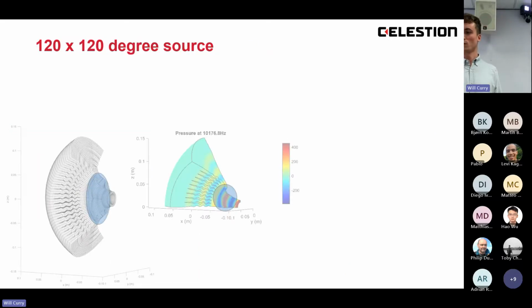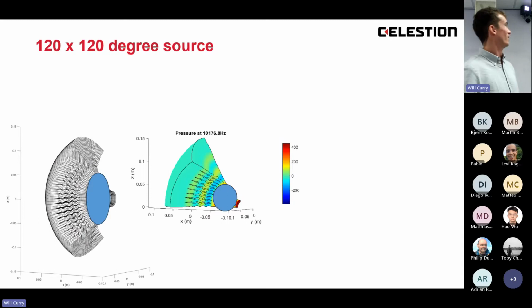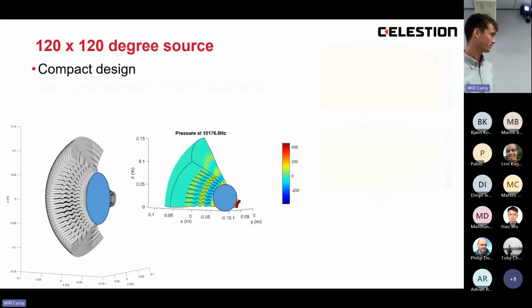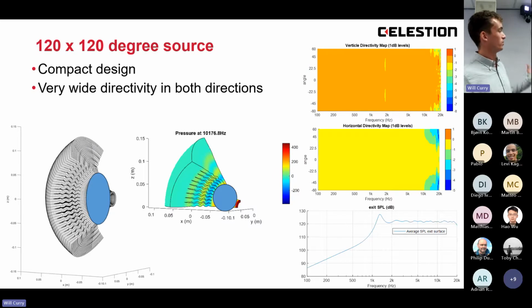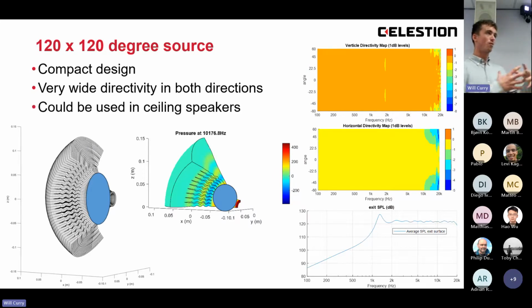We've got a 120 by 120 degree source. I don't think anyone would even attempt that with normal horn design techniques, but it was just a bit of fun. So it's a really compact design, super wide directivity in both directions. I tried to make it quite compact. Perhaps you could use it for ceiling speakers or something like that.